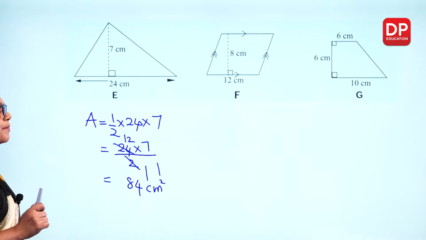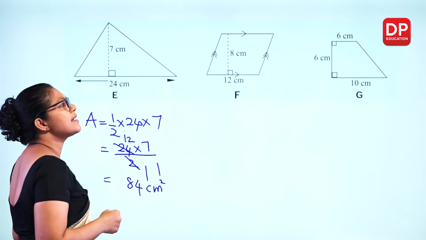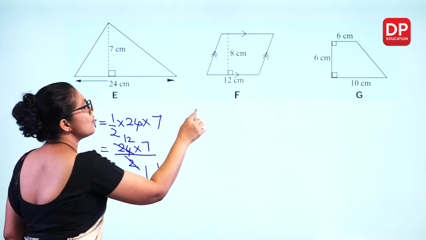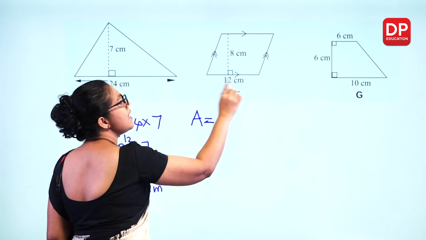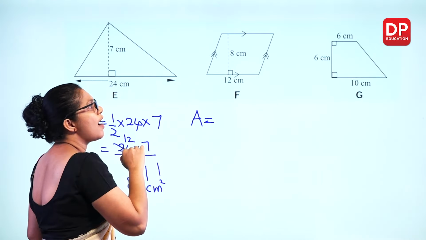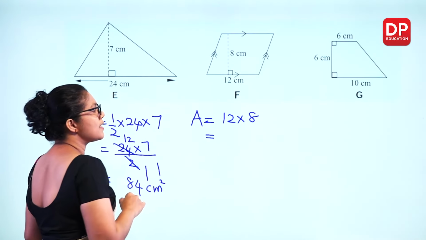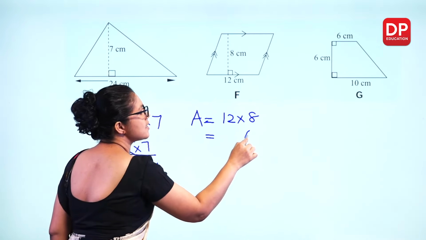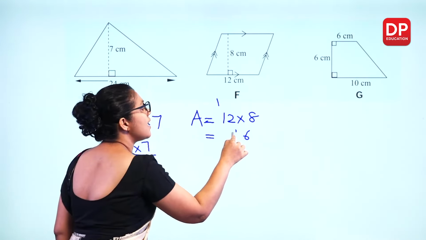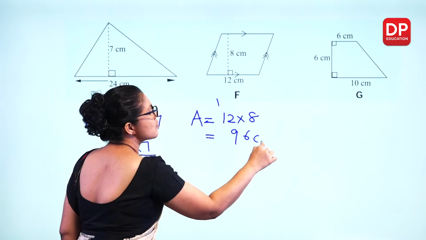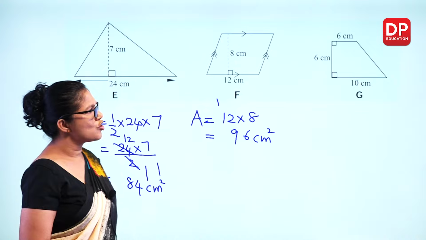What is this shape? A parallelogram. So the base length is given 12 and the perpendicular height is given 8. So how can we find out the area? Straight away, length into height. So 12 times 8. So what is 12 times 8? 8 times 2, 16, 1 remaining. 8 times 1, 8 plus 1, 96 square centimeters.